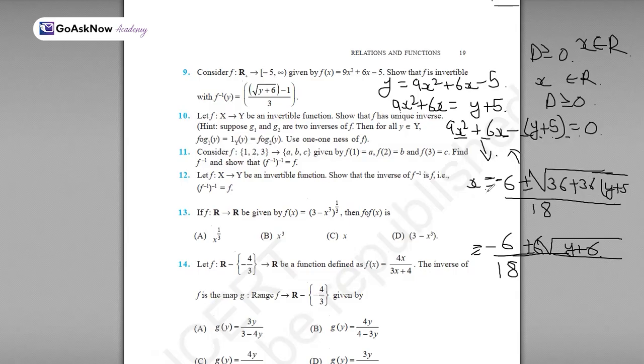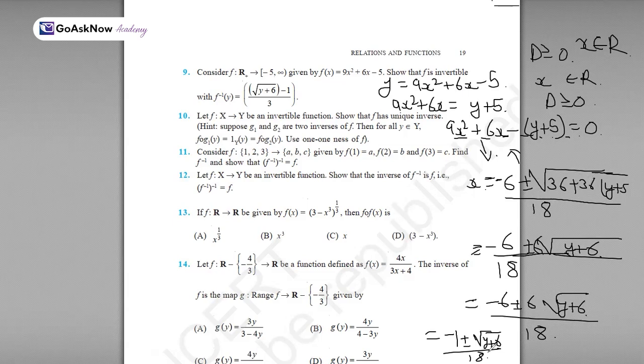Now, if you take the two values, minus 6 plus minus 6 root y plus 6 upon 18, and if you simplify it, it will come like minus 1 plus minus root of y plus 6 by 18. Okay. Now here, if you take the negative value of this function, that is minus 1 minus root of y plus 6 by 18, so what will it inform?